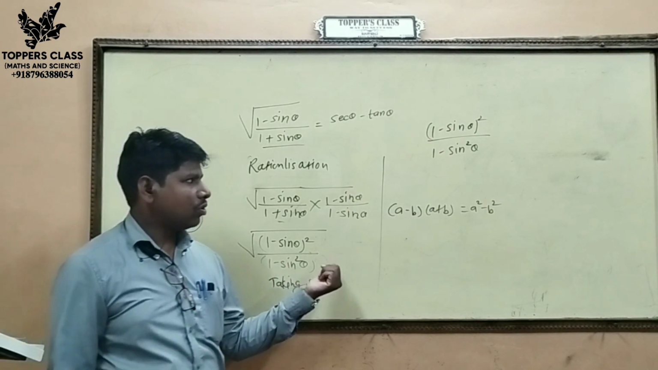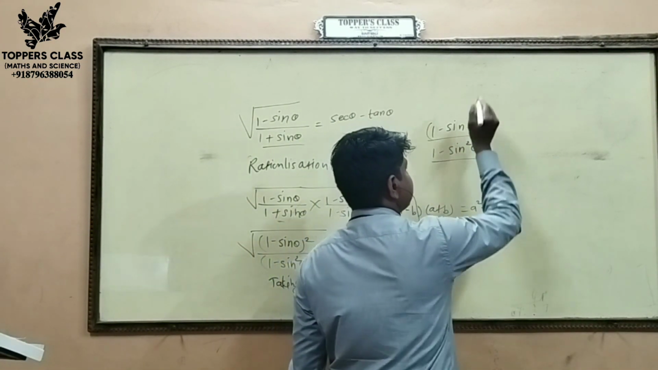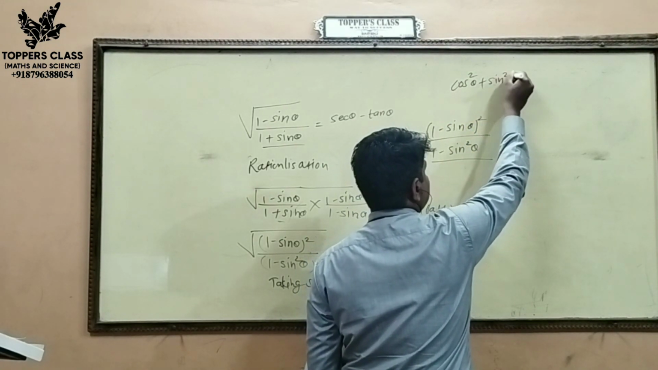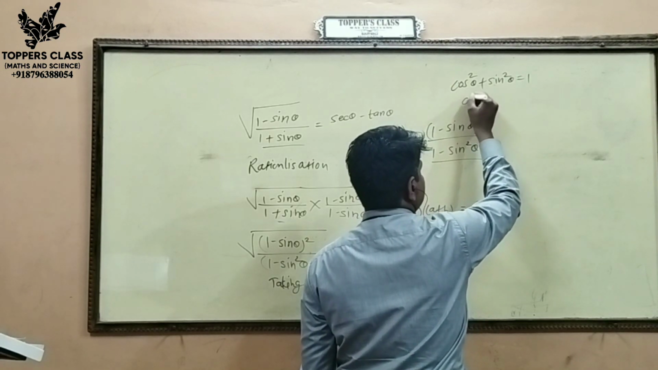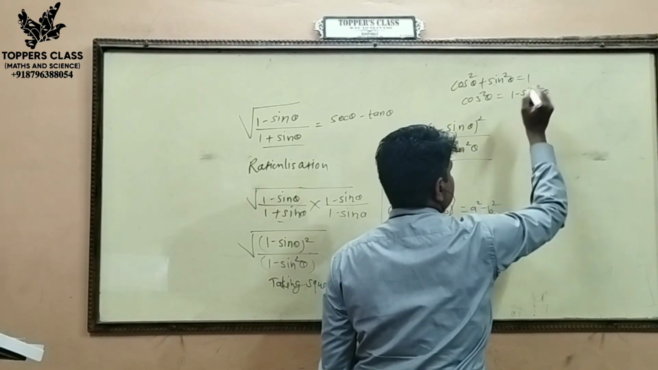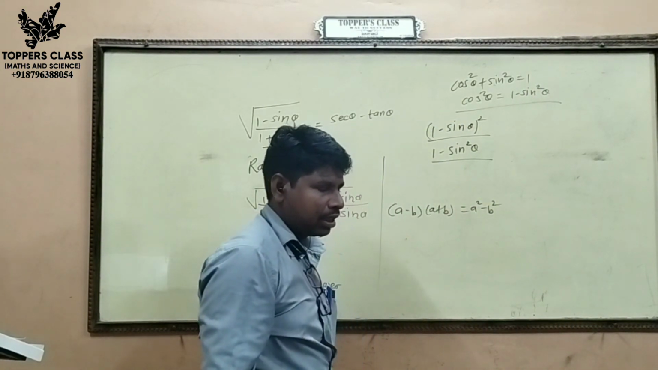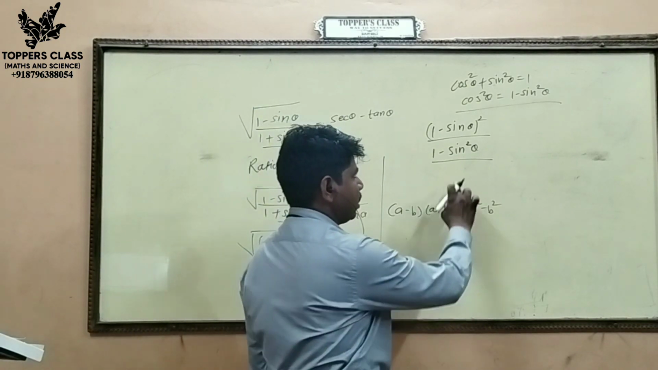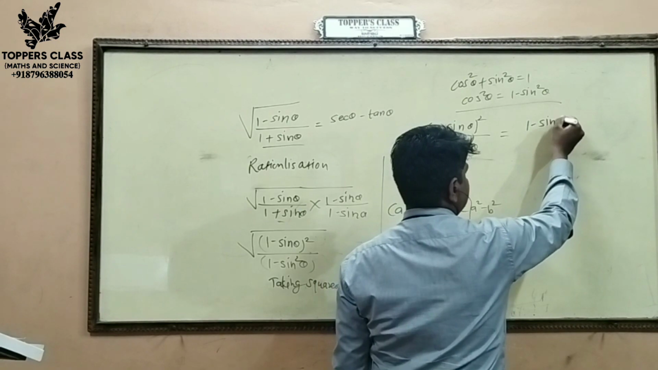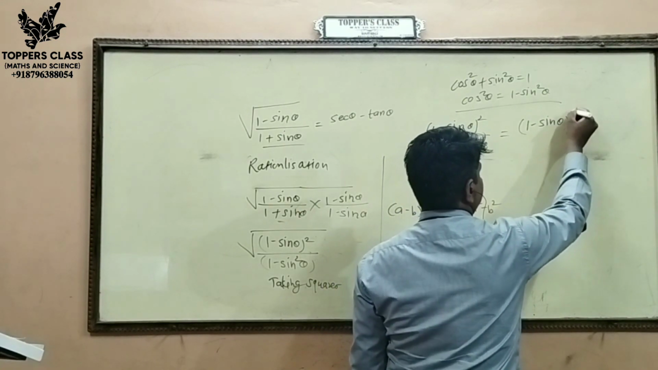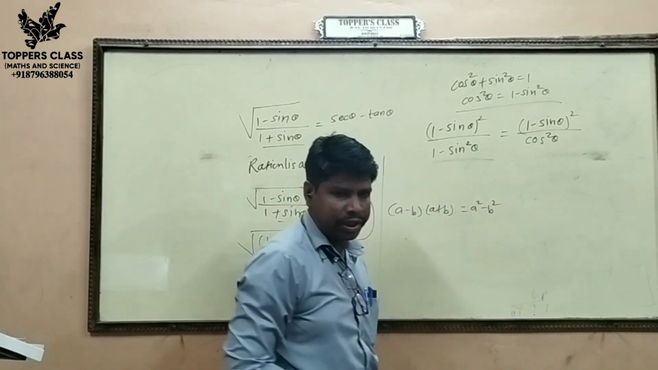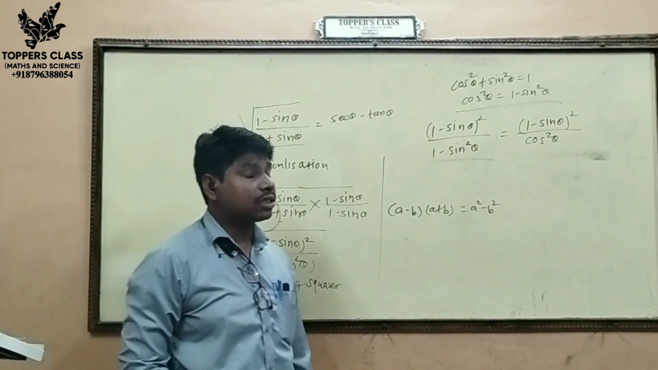Okay, so here we know one identity. This is cos square theta plus sin square theta is equal to 1. Then cos square theta is equal to 1 minus sin square theta. Got it? This identity we have to apply here. So we will write this identity now. Here we get 1 minus sin theta bracket square upon cos square theta. Got it?